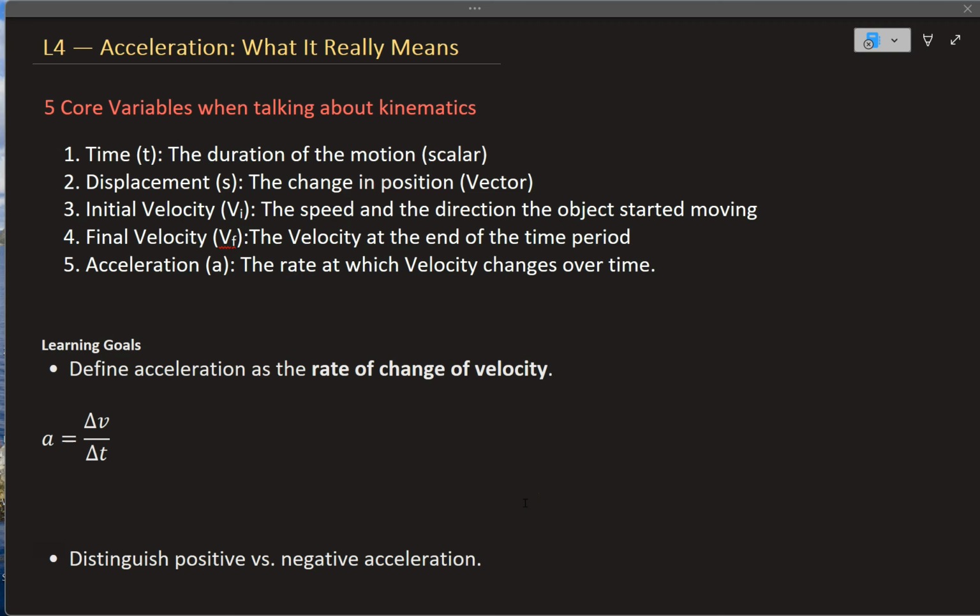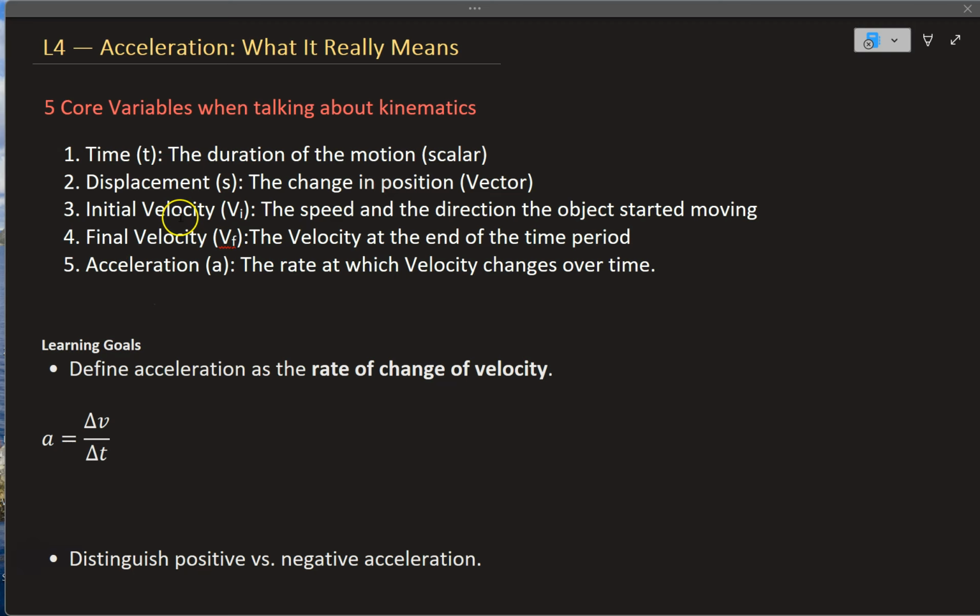All right, acceleration. So that's the lesson for today. What it really means, and then we're going to go through a few examples. A quick review is that there are 5 core variables when we talk about kinematics, the study of motion. I listed them here just in case you've forgotten them: time, displacement, initial velocity, final velocity, and then of course acceleration.